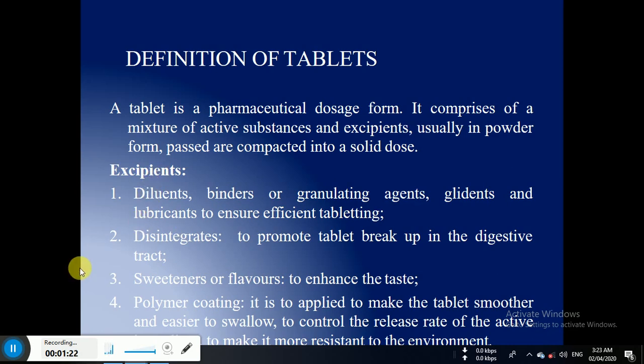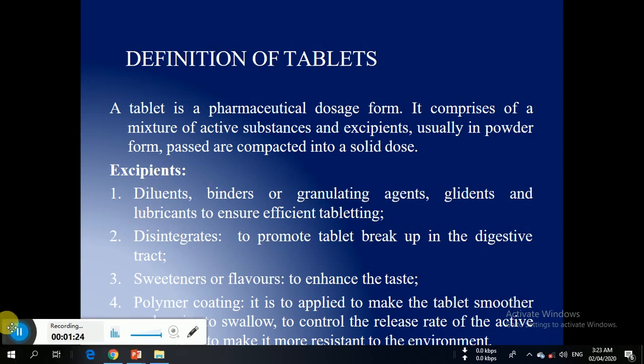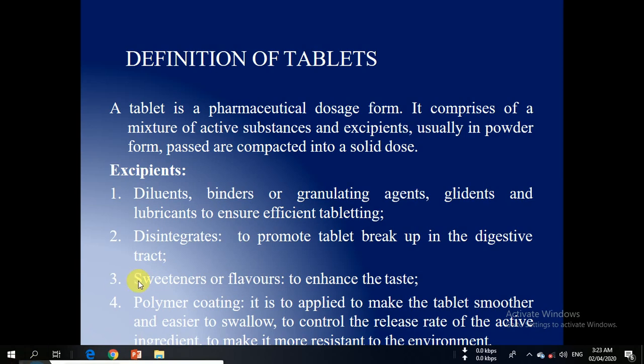There are different types of excipients which are used in the manufacturing of tablets. The first one is diluents, binders or granulating agents, glidants and lubricants to ensure efficient tableting. The second one is disintegrants. Why are disintegrants used? They are used in order to promote the tablet breakup in the digestive tract, whether the tablet breaks up in the digestive tract or not. If it doesn't, it means that there is some problem in the formulation.